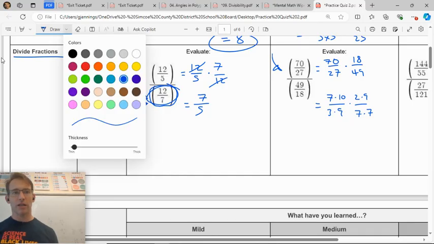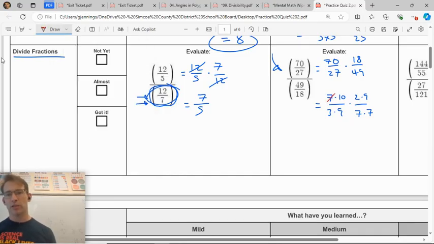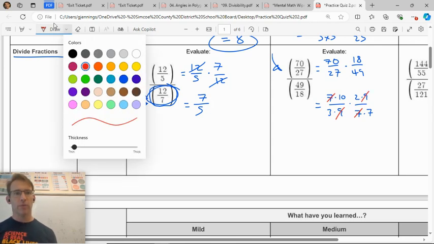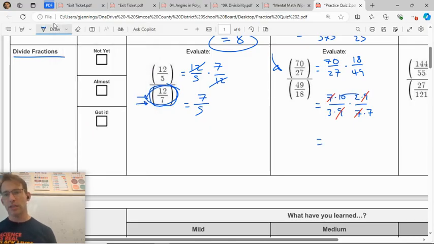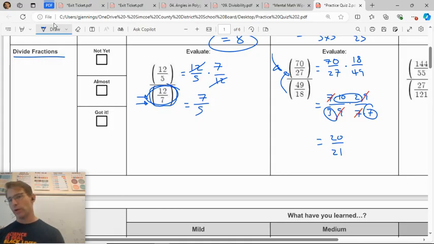Watch, that cancels. I get out my favorite math pen, which is the cancel pen, and I go cancel, cancel, cancel, cancel. And then that's all the cancels I can do. And so then I end up with the delightful number, 10 times 2 on the top. These still multiply to give me 20. And these multiply on the bottom to give me 21. 20 on 21. So 49 on 18 goes into 70 on 27 very nearly once, but not quite once.